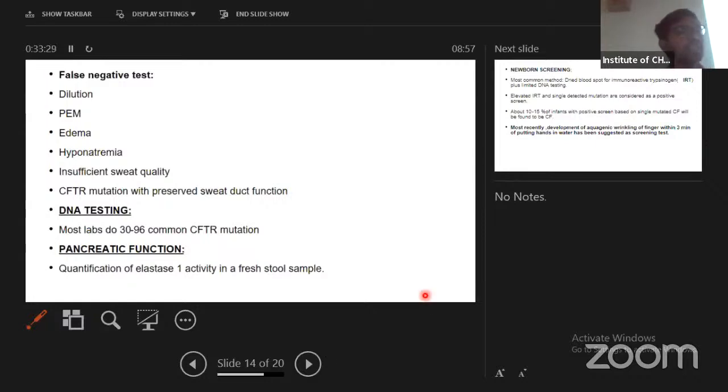We can diagnose this by DNA testing. Most of the labs do the 32 to 96 common CFTR mutations. For pancreatic function, quantification of the elastase 1 activity in a fresh stool sample is done as the pancreatic function test.